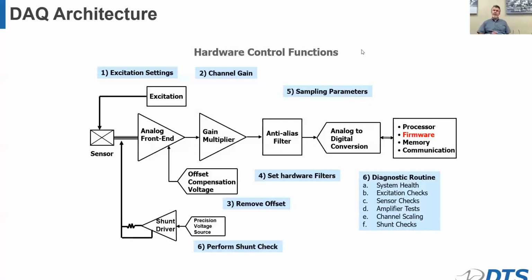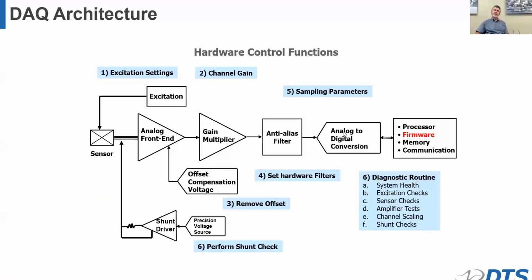So a little bit of a review here. All of the data recorders that we sell have an architecture that looks like this. We have what's referred to as an analog front end that has an excitation or power source for the sensors. It's got a very special amplifier, and it's got some diagnostic features. We apply offset and gain, we filter the data, and then we digitize it.